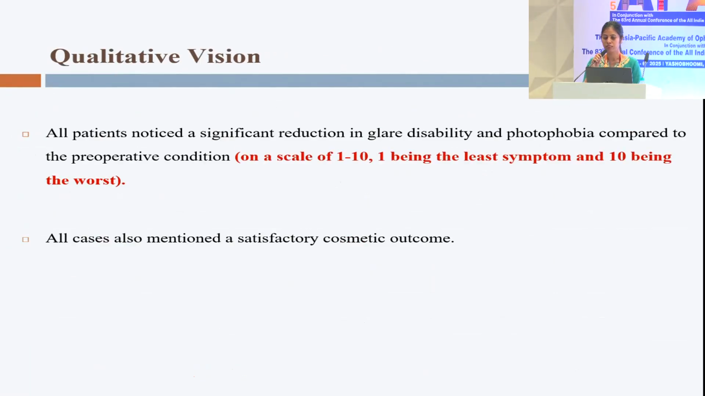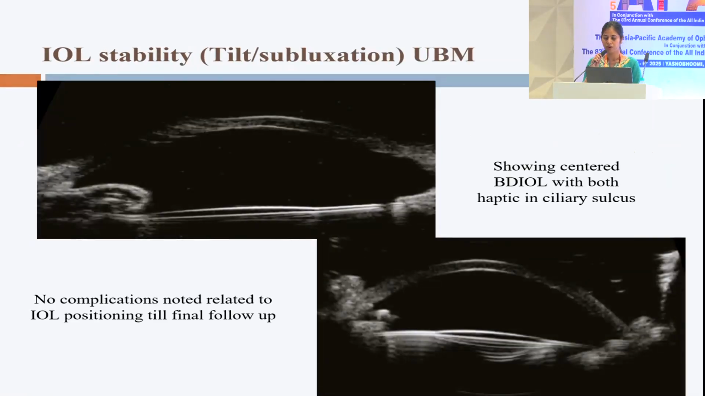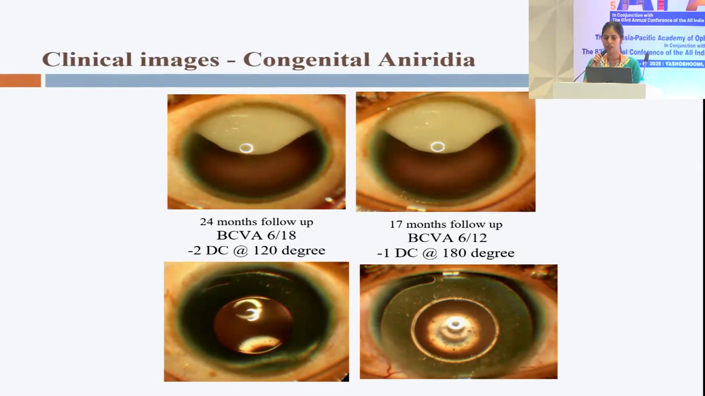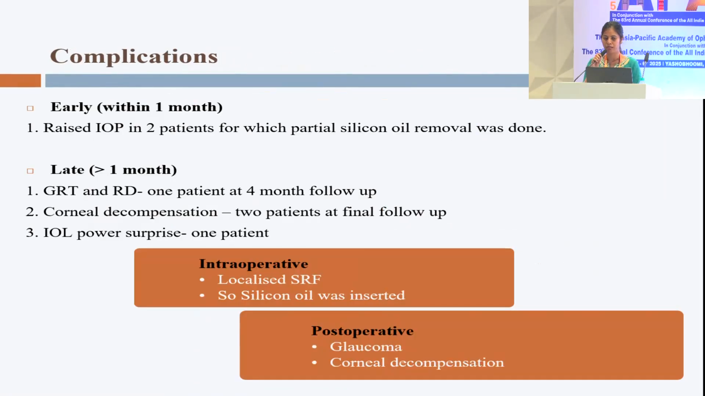Patients also showed a reduction in glare disability and photophobia on a scale of 1 to 10, and also a satisfactory cosmetic outcome. Post-op UBM shows no evidence of tilt or subluxation in any of the patients. These are the clinical images, pre and post, for the congenital and traumatic patients.